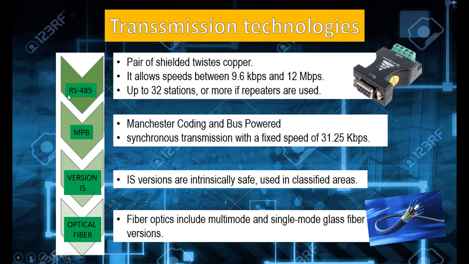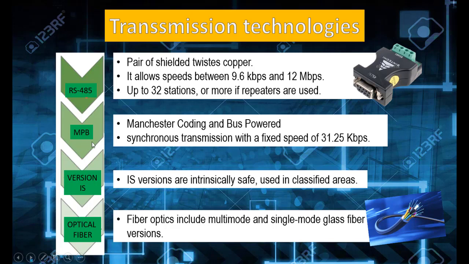In RS485, the most important features are a pair of shielded twisted copper wires. It allows speeds between 9.6 kB per second and 12 MB per second, up to 32 stations or more if repeaters are used.